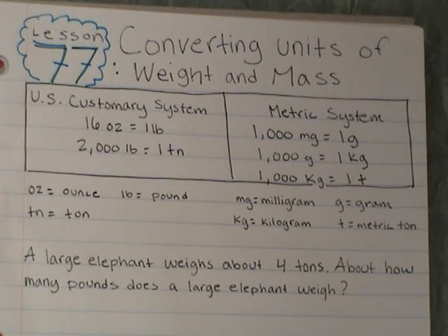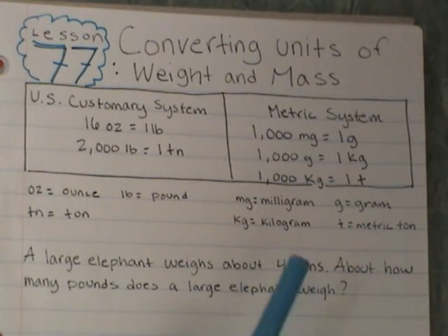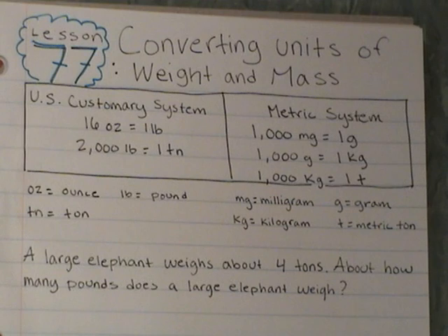To measure the mass of an object in the metric system, we use units such as milligrams, which is mg, right here, grams, kilograms, and metric tons, which is the T. The wing of a horsefly, so really tiny, is about 1 milligram. A paperclip is about 1 gram. A pair of shoes is about 1 kilogram. And a small car is about a metric ton.